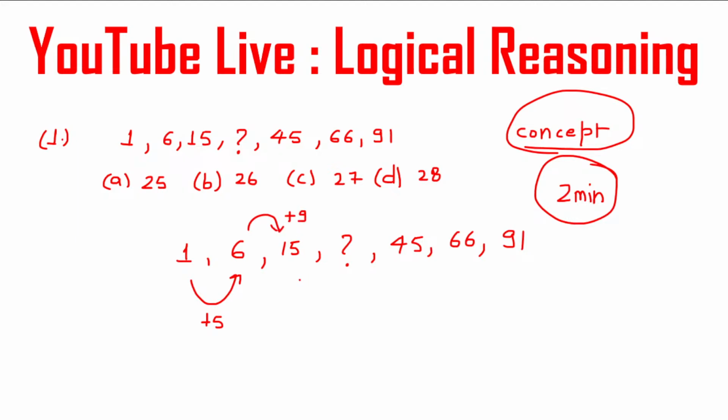Now, from this pattern, if we skip this part because it is a question mark, between 45 and 66, 6 minus 5 is 1, 6 minus 4 is 2, so the difference is 21. And from 66 to 91, it is 25. If you notice, the difference is increasing by 4. So 5 and then 9, 9 plus 4 becomes 13, then 17, 21, and 25.